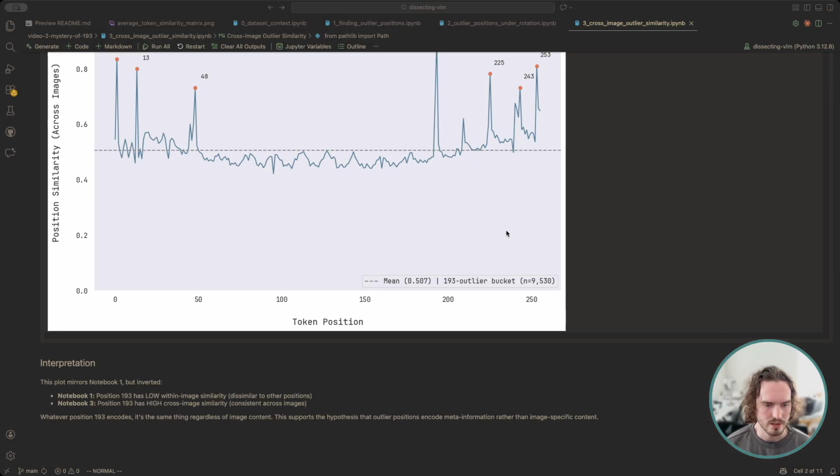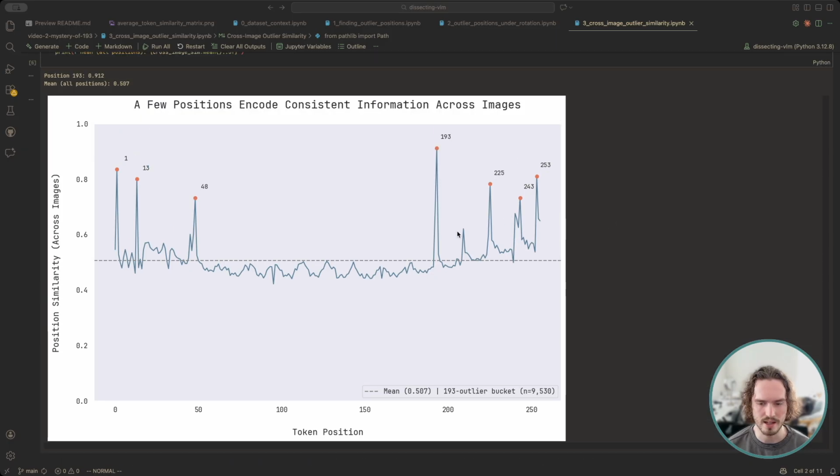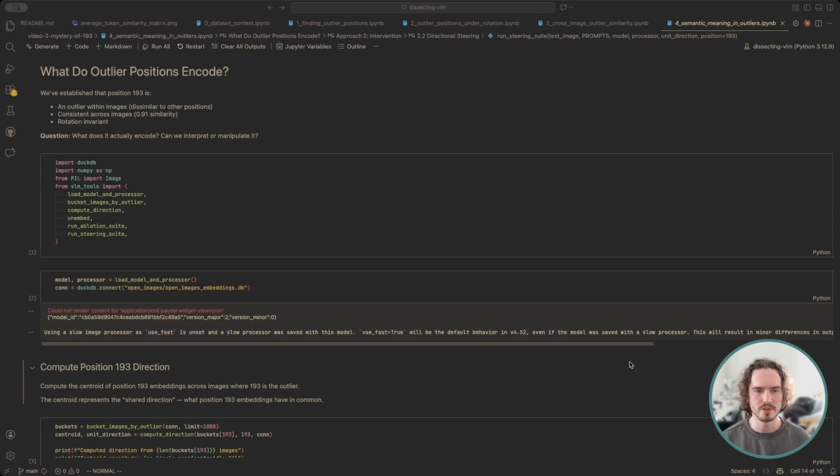So yeah, very interesting stuff here. I think that this plot tells us 193 does in fact have a pretty good chance of encoding some type of meta information, because each image's 193 slot is so similar to each other one. So at this point, we've defined 193 to be weird. We noticed it's an outlier within images, it's consistent across images, and it's largely rotation invariant.